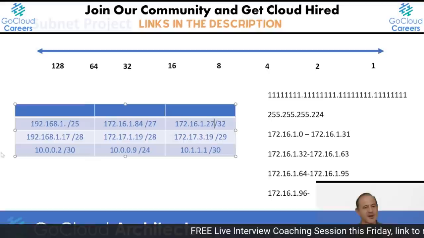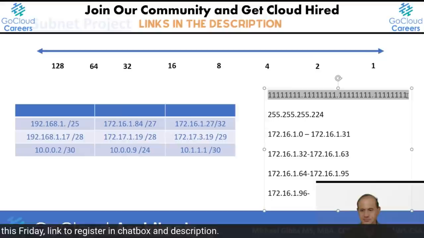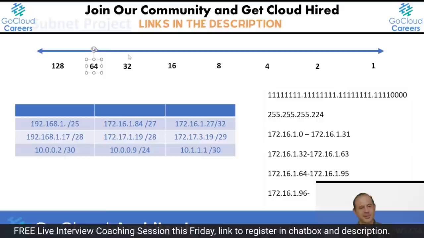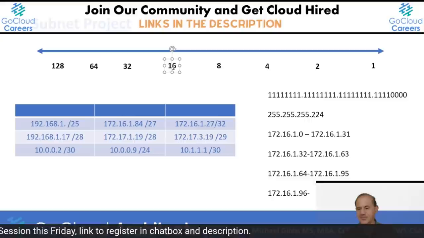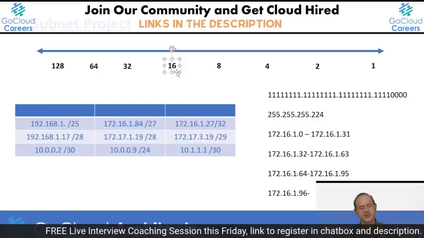So let's get to this: 192.168.1.17/28. What does that mask look like? Well, let's go to that last octet. 1, 2, 3, 4. That's what it looks like. 128 plus 64 plus 32 plus 16. Anybody do that math before? 128 and 64 is 192. 192 plus 32 is 224. 224 plus 16 is 240.